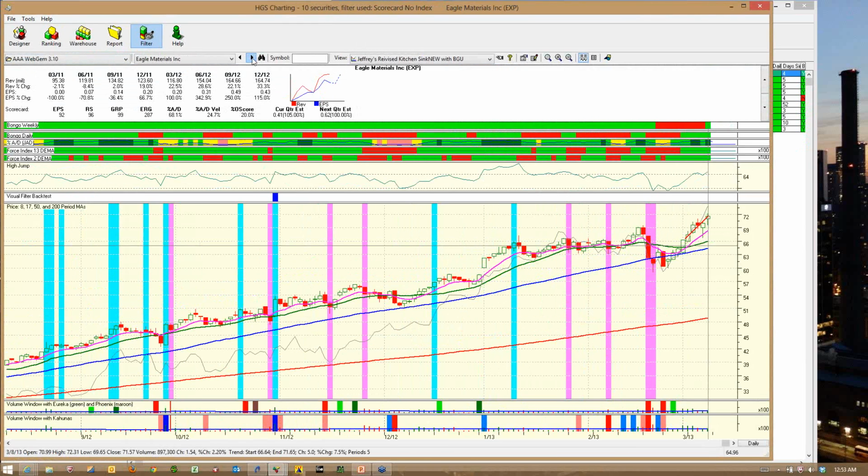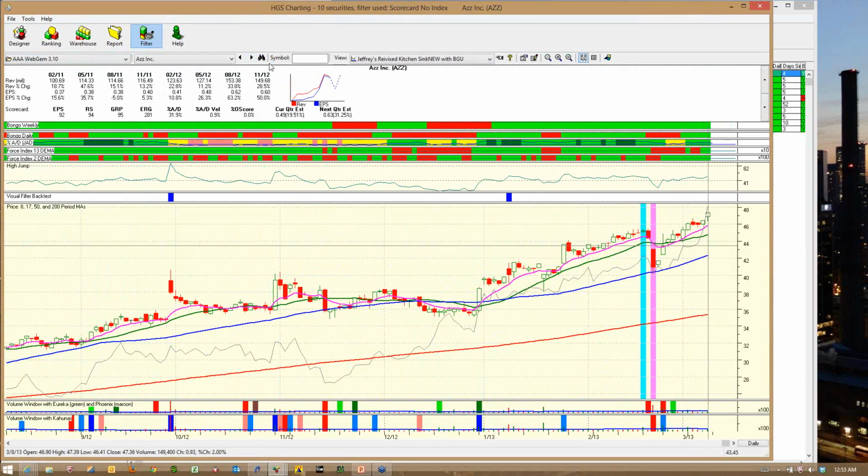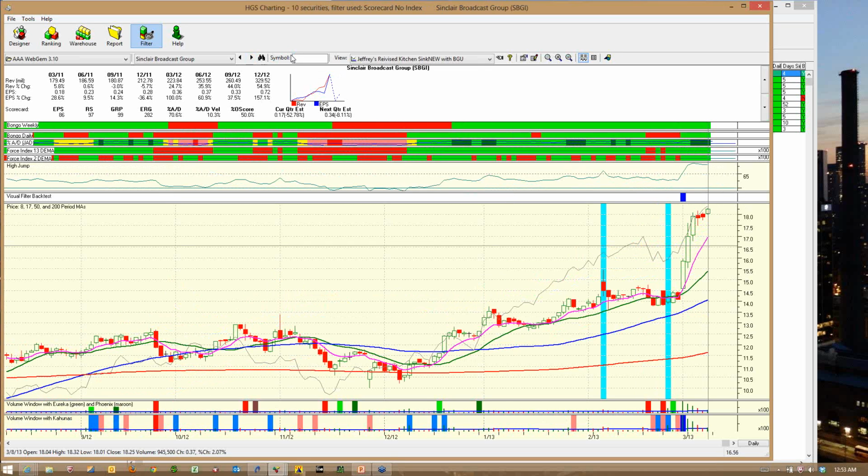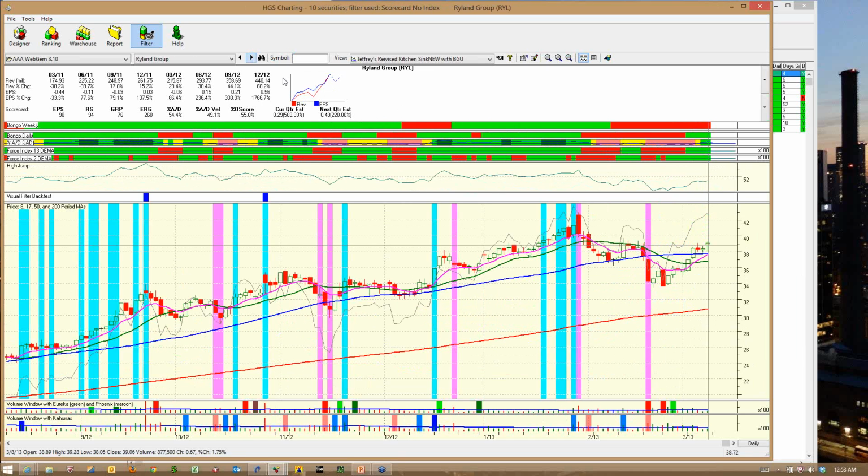We've already looked at Eagle Materials, one of my favorites. AZZ, same lower left, upper right, little gap up on Friday, not near the top. Nice earnings per share growth. Sinclair Broadcast, I probably would like to look in my buy list. There's another one I like more than this, but big run up here, up at the top of the high jump, but looks like it wants to run again. No earnings per share growth. I wonder if there's a buyout there.